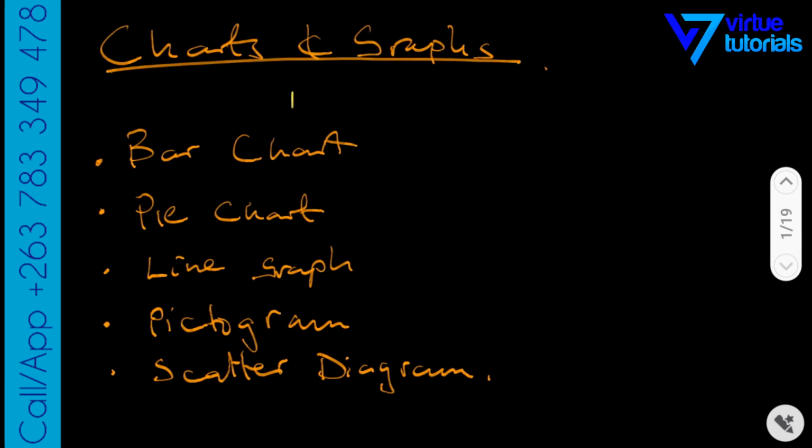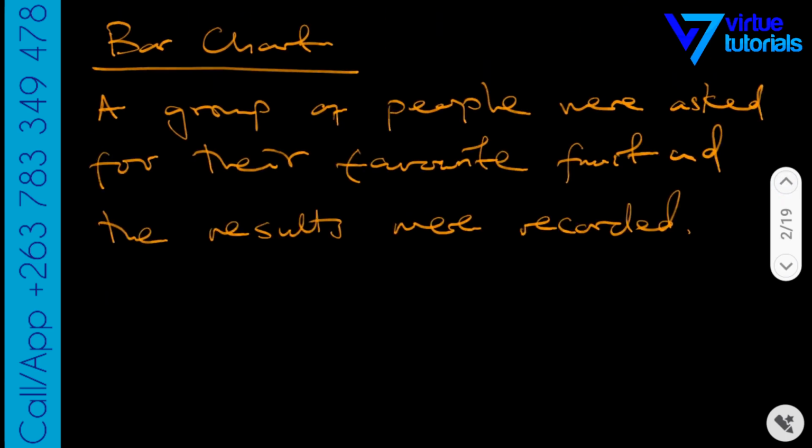Now we're moving on to presentation of data on charts and graphs. Charts and graphs make it easier to interpret data and extract some information from it. We've got a few charts or graphs that we need to look at: a bar chart, a pie chart, a line graph, a pictogram, and a scatter diagram. So let's move to the first thing, which is the bar chart.